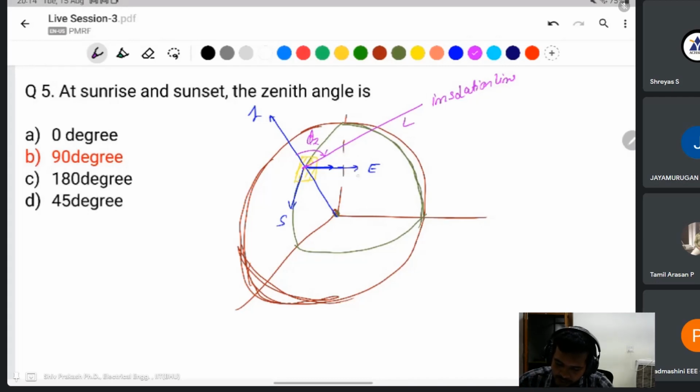This is east to west, and in the east is sunrise, and sunset will be in the west. This will be the maximum angle, here it will be 90 degrees. The zenith axis to the east axis is 90 degrees. That's why the maximum angle will be at sunrise. Sunrise is here in the east, and this angle goes to 90 degrees.